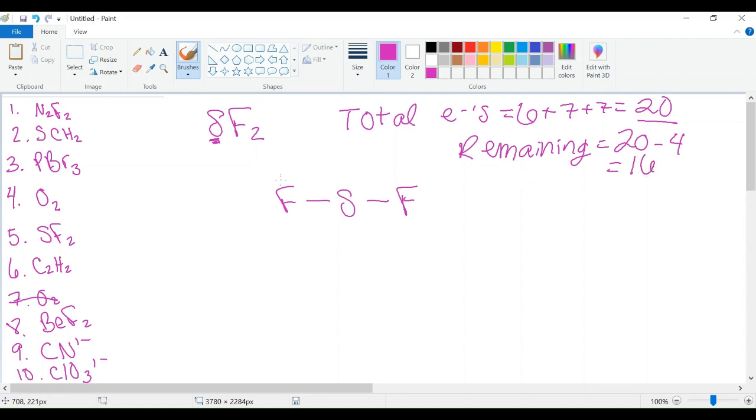I'm going to place them around my other atoms: 2, 4, 6, 8, 10, 12, 14, 16. This one's pretty easy. It looks like I'm going to be done because everybody's octets are already satisfied, so I don't need to make any double bonds here. I have 2, 4, 6, 8 around fluorine, 2, 4, 6, 8 around sulfur, 2, 4, 6, 8 around this fluorine. So all my octets are satisfied. And then count up all together, 2, 4, 6, 8, 10, 12, 14, 16, 18, and 20 altogether. So my octets are satisfied and I have the right total number. So I'm happy with SF2.